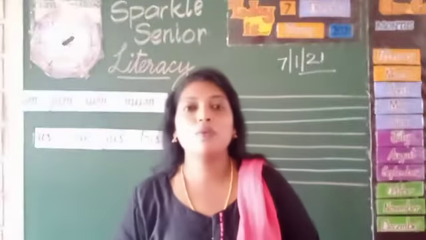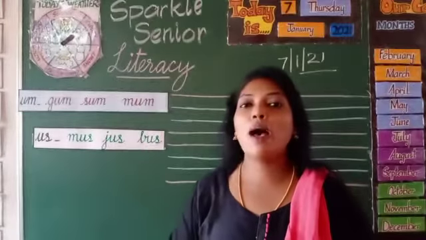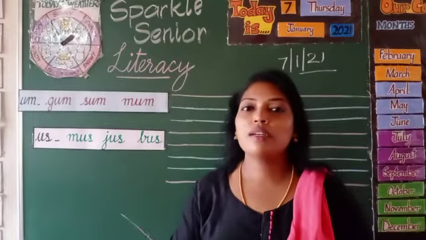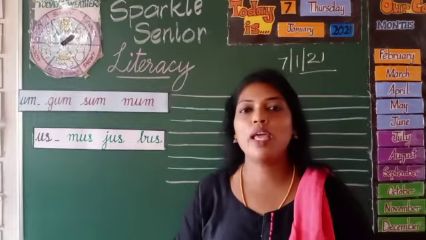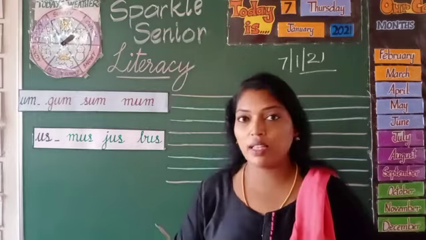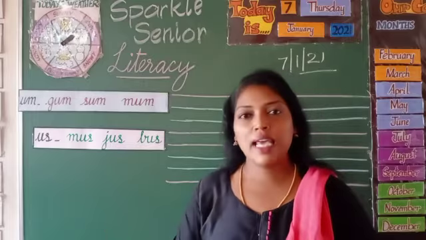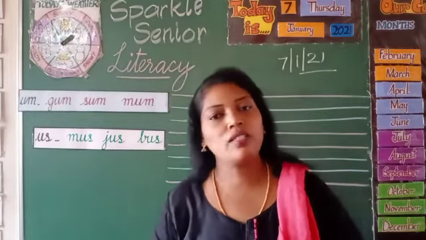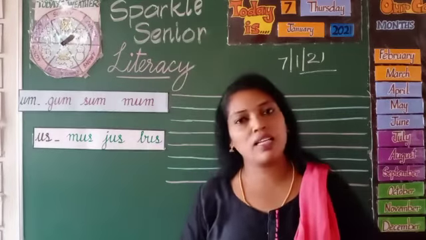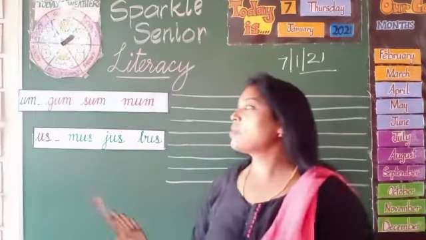Okay, children. So, in the previous literacy class, we were learning about the words that end with um and the words that end with us. Together they make the sound, and in the same way, U-S together makes the us sound. So here you can see that I have taken the picture of um ending words and us ending words. So let's read the um ending words and us ending words. Okay.